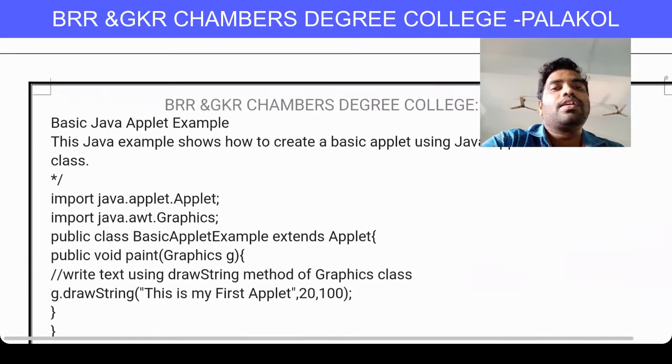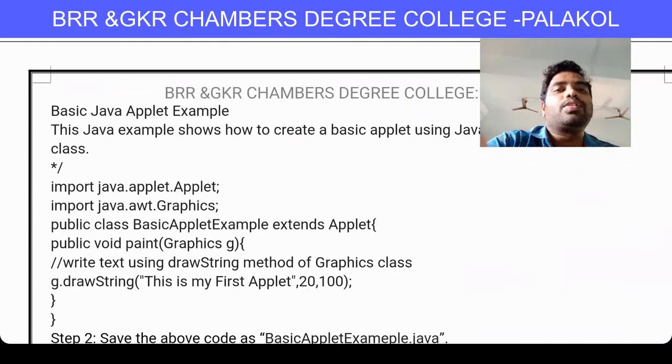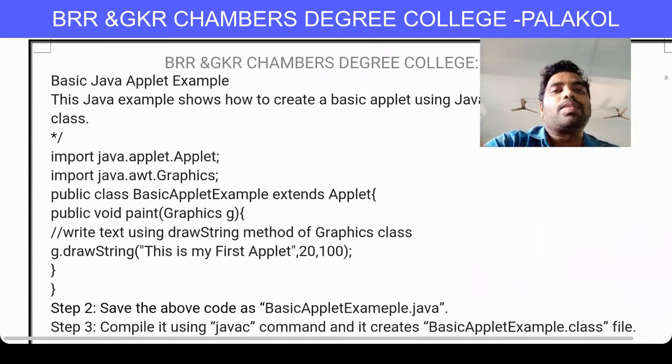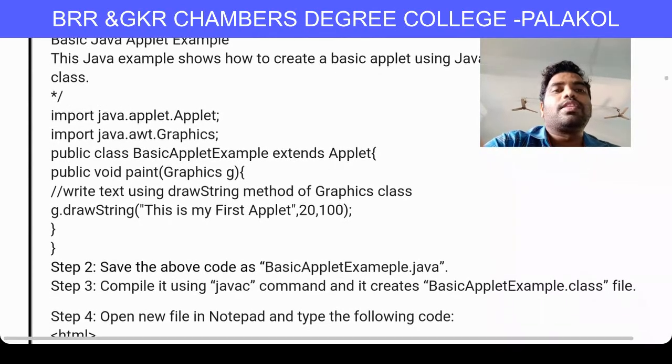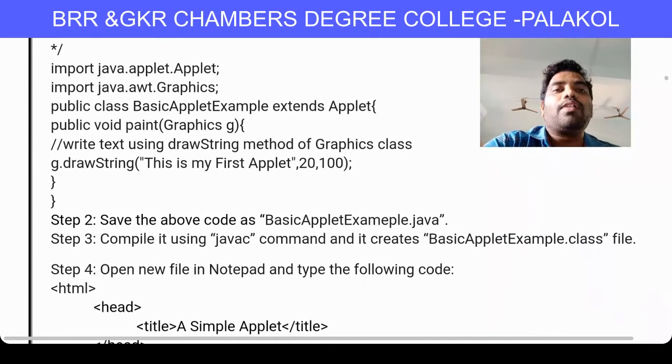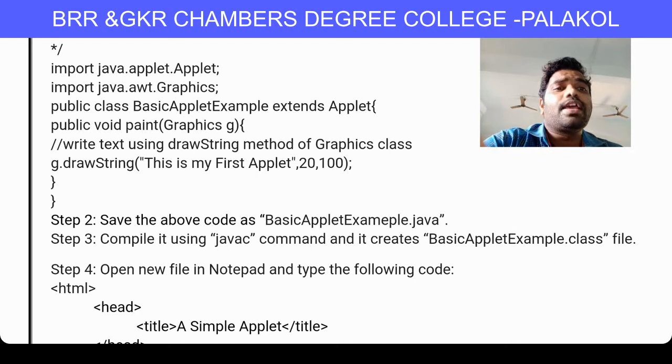Import section, applet program, import AWT program, and public class BasicAppletExample extends Applet. The coding information is completed after completing the Java program. Save the Java program with the class name BasicAppletExample.java. Compile with the javac command, and it creates the BasicAppletExample.class file.